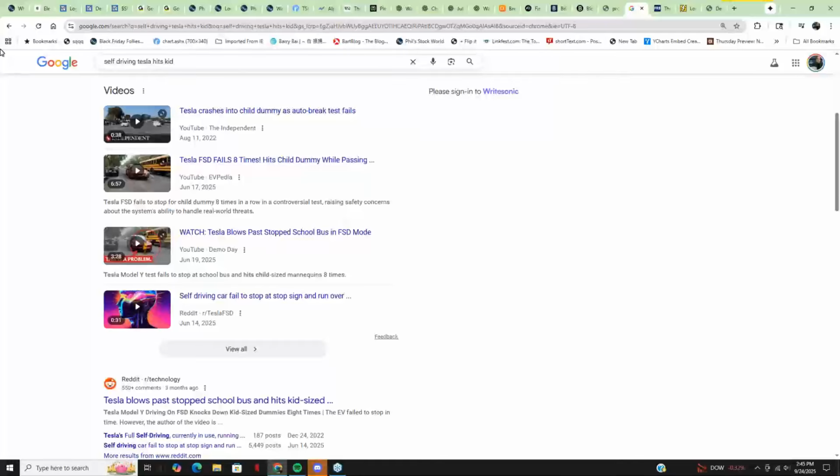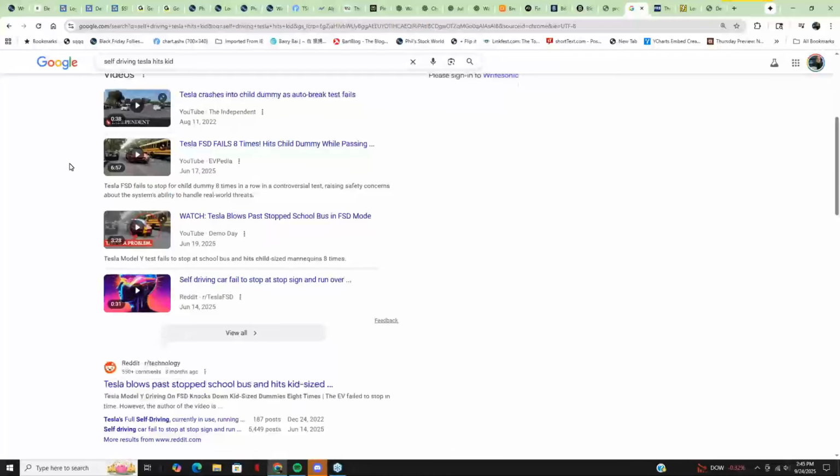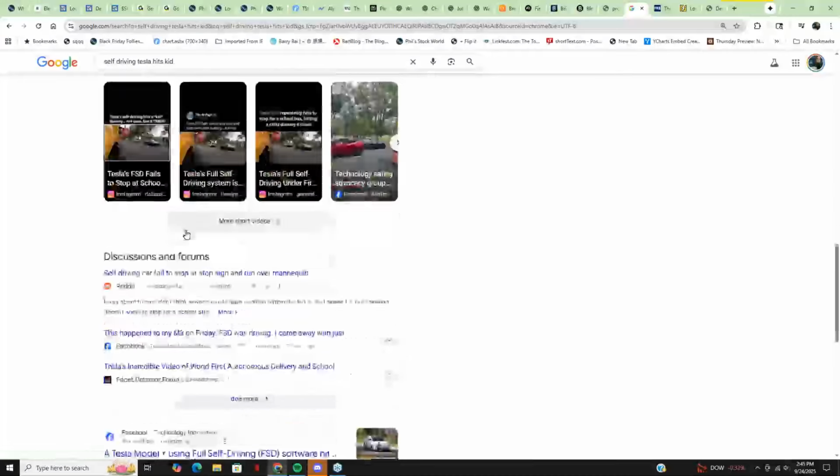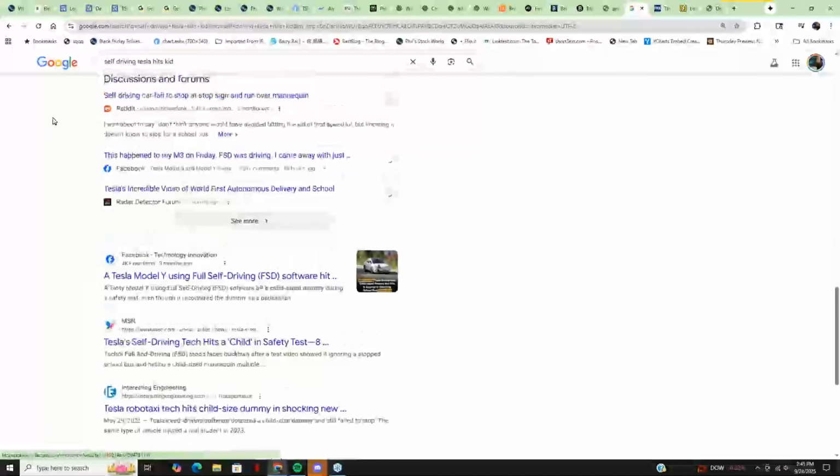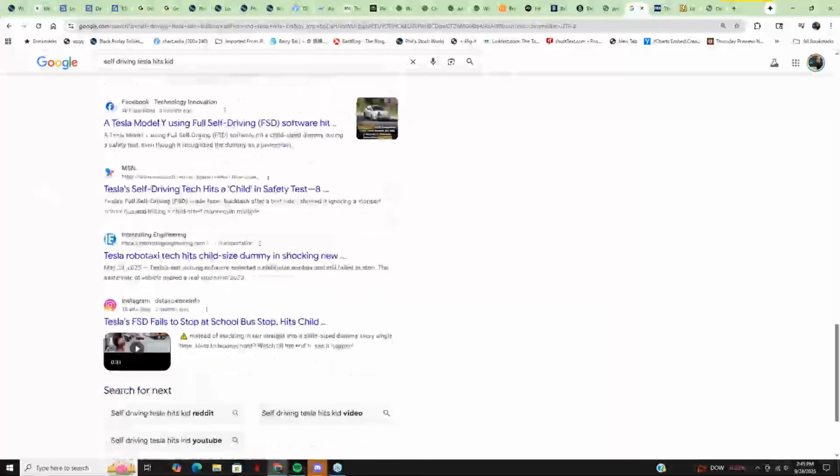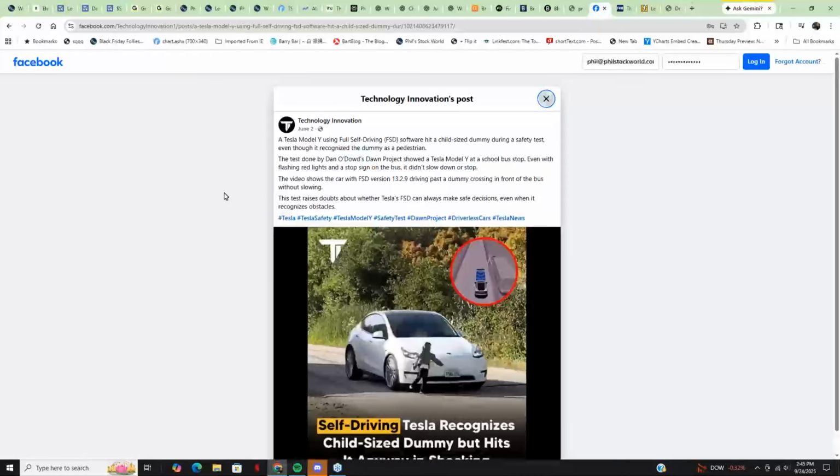It's a horrifying concept. But anyway, all you have to do is look, self-driving Tesla hits a kid, and you can be endlessly entertained by all the different examples of this car killing children. Oh, here's one. What's that one? Let's see if it's a quickie.